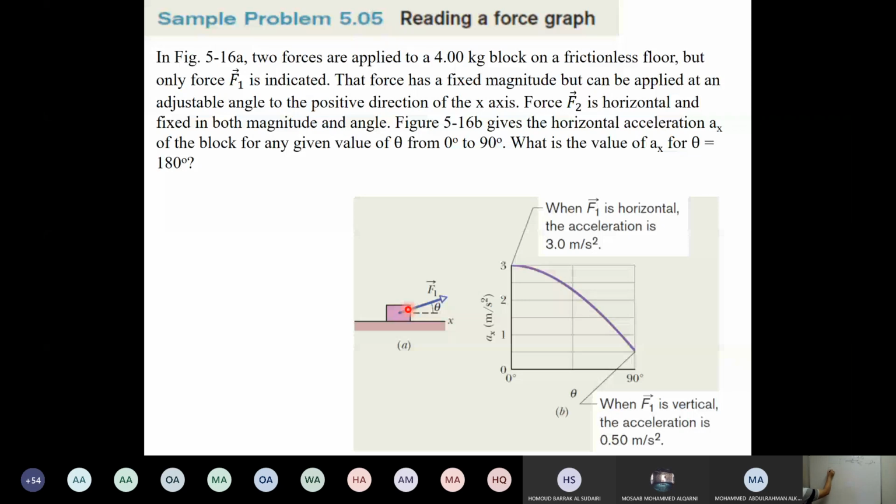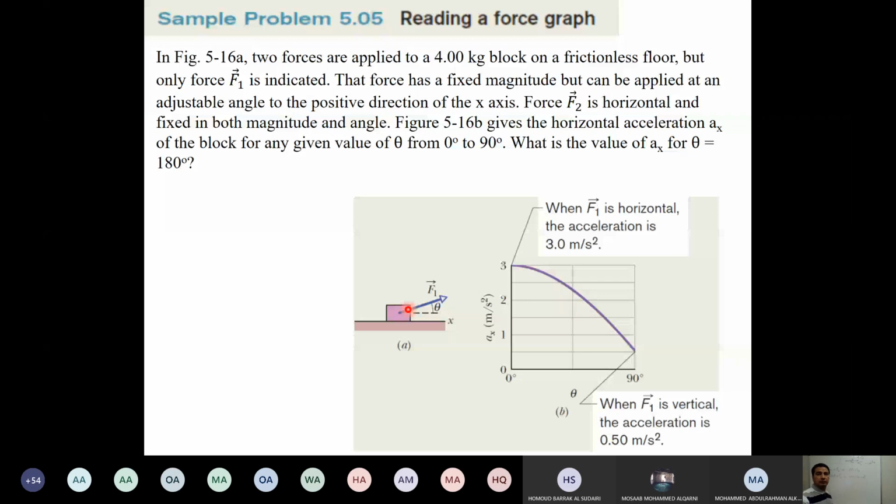So one is F1x plus F2, equal to the total force applied on the block, and they are moving the block along the x-axis, so M AX. F1x, we also know, is going to be F1 cosine theta. So F1 cosine theta plus F2 equals M AX. This is our equation 1. Now we need to work with the graph.